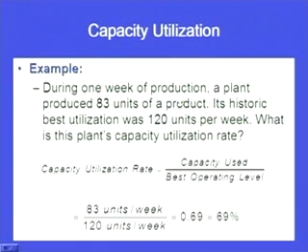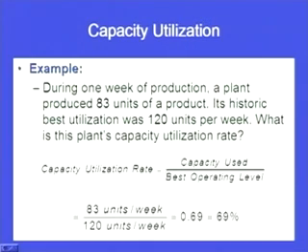Let us first read the statement of the problem. During 1 week of production, a plant produced 83 units of a product. So per week, what is the output? 83 units per week. Its historic best utilization was 120 units per week. So 120 units per week has been reported to be produced, but this time only 83 units were produced in 1 week. What is the plant's capacity utilization rate? We have to find out the plant's capacity utilization rate. 120 it has produced at some moment in history, but now per week it is producing 83 units.